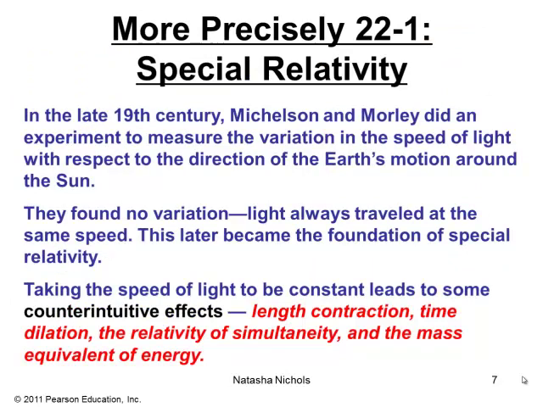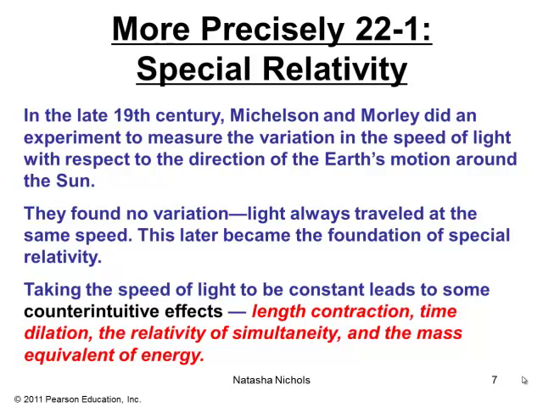In the late 19th century, Michelson and Morley did an experiment to measure the variation in the speed of light with respect to the direction of the Earth's motion around the sun. They found no variation. Light always traveled at the same speed. This is what later became the foundation of special relativity.